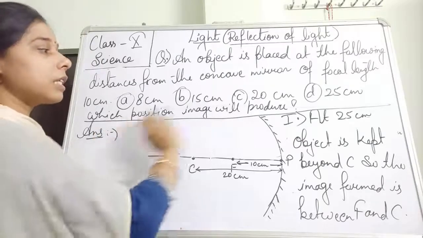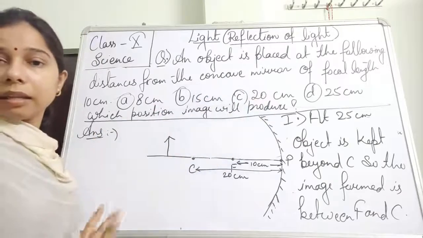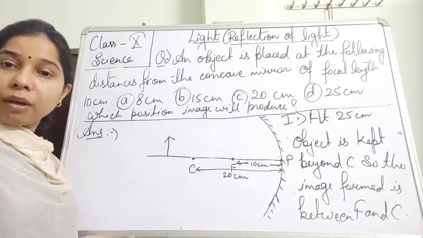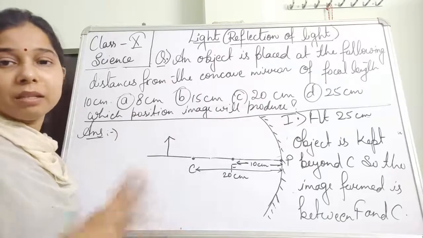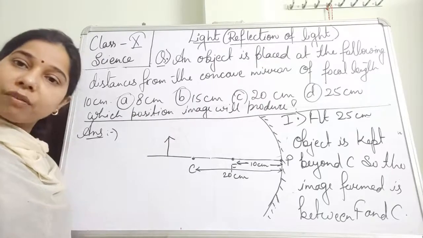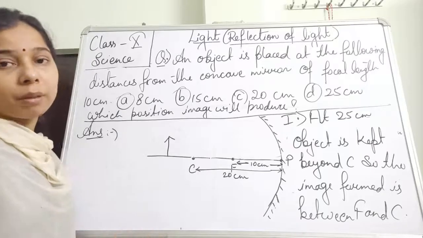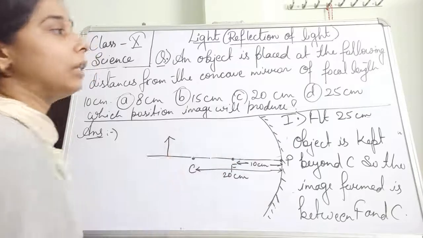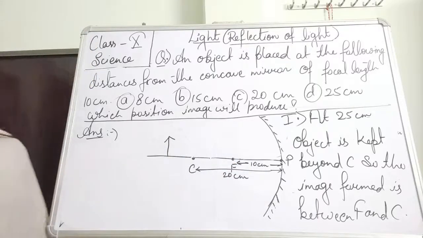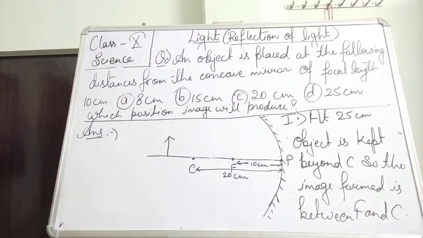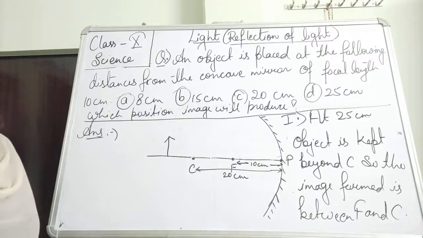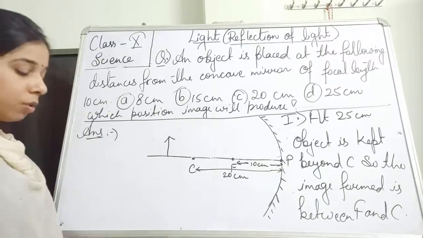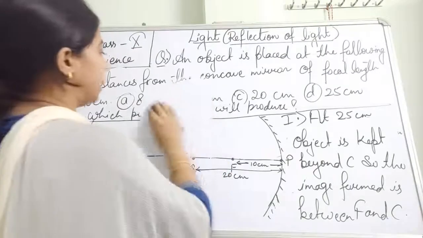So whenever such a thing is given, one thing that you should remember: if the focal length is given, just double that will be the center of curvature. If the center of curvature is given, just half of that will be the focal length, and then it will be quite easy for you to understand the question. Okay. So this is all about the questions related to the concave mirror.